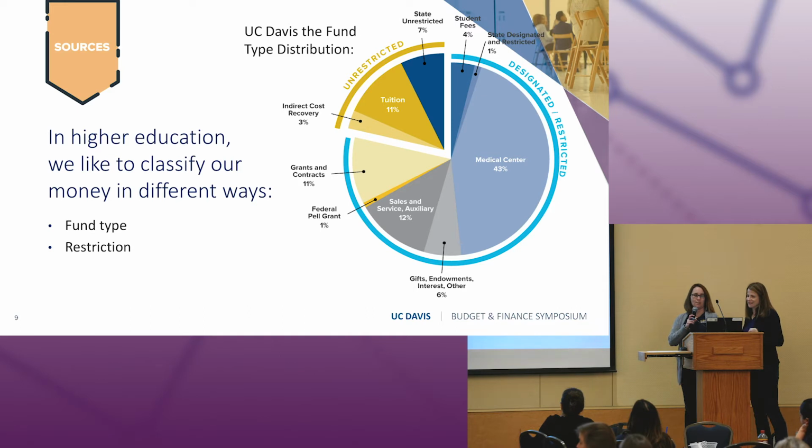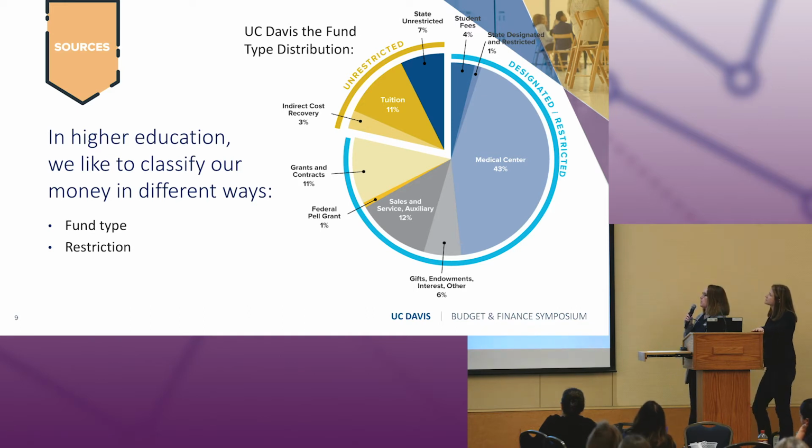Okay. So a lot of you have seen this pie before, but when we classify our sources, we classify in a couple different ways. One is fund type, and that's what all of these pieces here represent, all the different fund types. And as you know, there's fund numbers, and there's a whole bunch of different ones in there, potentially. And then also based on restrictions.